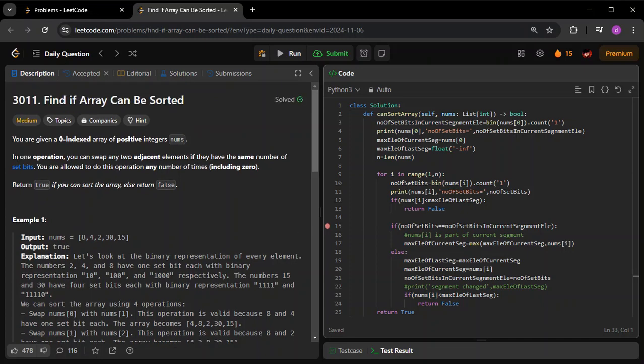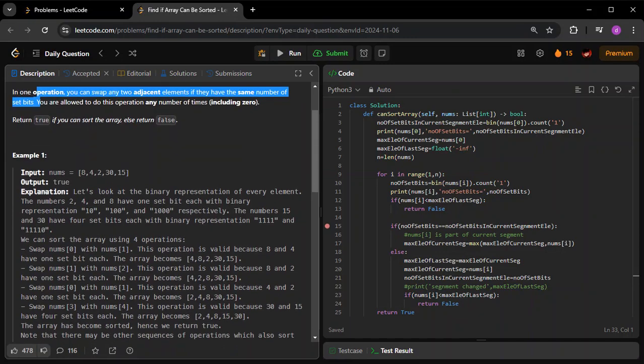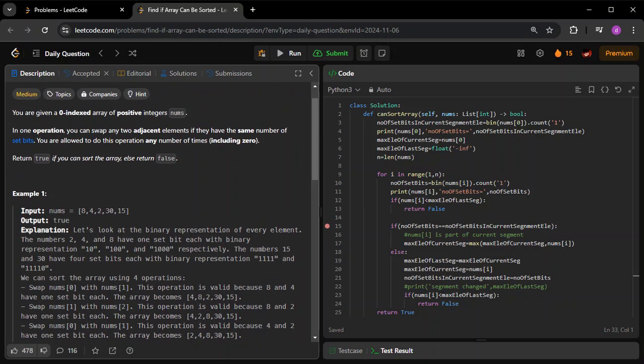Now let's come back to the question. In one operation, you can swap any two adjacent elements if they have the same number of set bits. If you have to swap two elements, they must have the same number of set bits. The array is not sorted, so you have to do some swappings. To do those swappings, you have to ensure that the elements you are swapping have the same number of set bits, otherwise you cannot swap them. As simple as that. Finally, you have to return true if you can sort the array, otherwise return false.